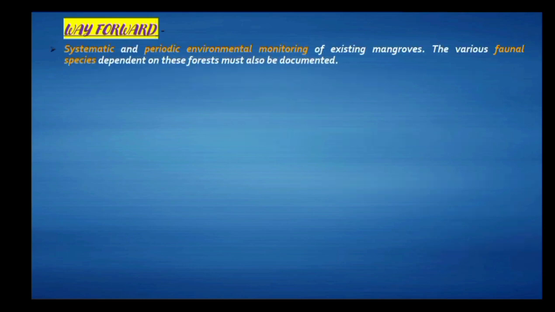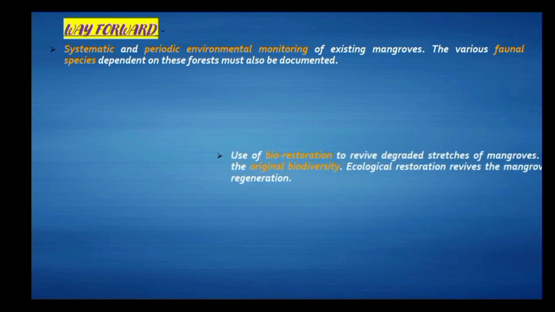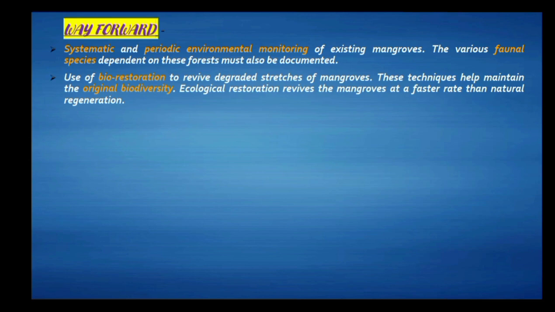Let's move on to our next topic: way forward. Systematic and periodic environmental monitoring of existing mangroves. The various faunal species dependent on these forests must also be documented. Use of biorestoration to revive degraded species of mangroves. These techniques help maintain the original biodiversity.